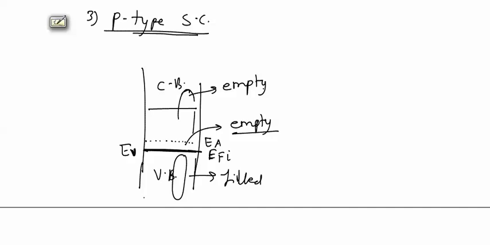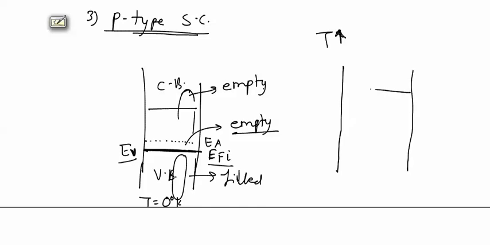And for the p-type semiconductor, at T equal to 0 degrees Kelvin, the Fermi energy level will coincide with energy level EV. Now, as temperature increases, like n-type semiconductor, the Fermi energy level shifts towards the Fermi energy level of intrinsic semiconductor, and at any intermediate temperature, we can see the Fermi energy level will be a little bit shifted towards Fermi energy level of intrinsic semiconductor.